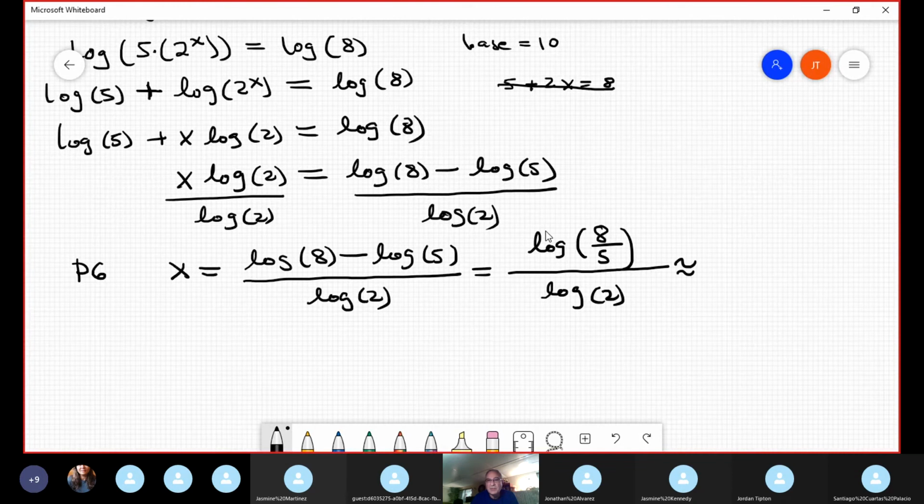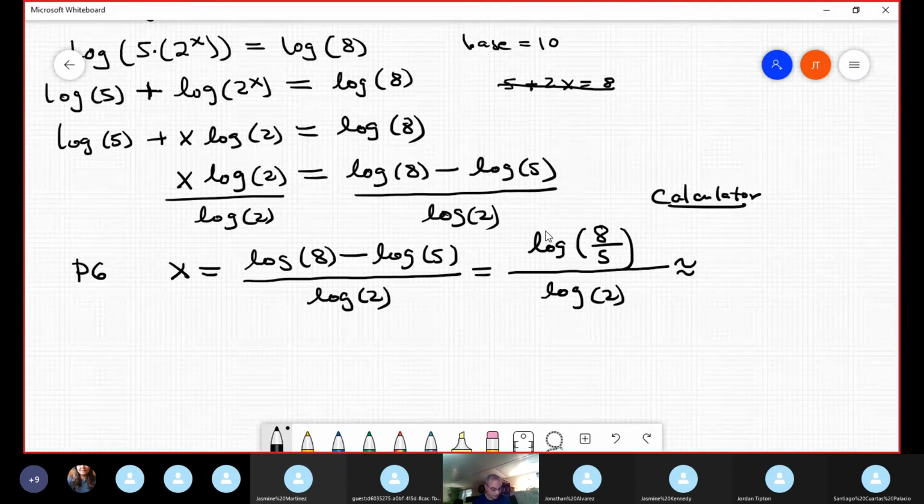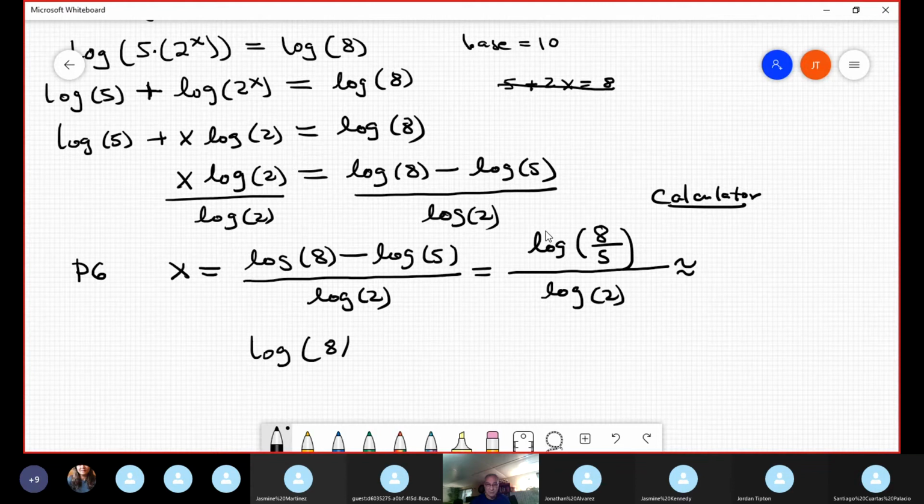Okay, and this is the moment to use the calculator. We have only one logarithm on the top and only one logarithm on the bottom. Let's do it. LOG. Inside the parentheses, I put 8 over 5. Okay, you type it like that. Look, LOG. This is the display of the calculator. Parenthesis 8 division 5. Close the parenthesis. Division LOG of 2. Press enter.